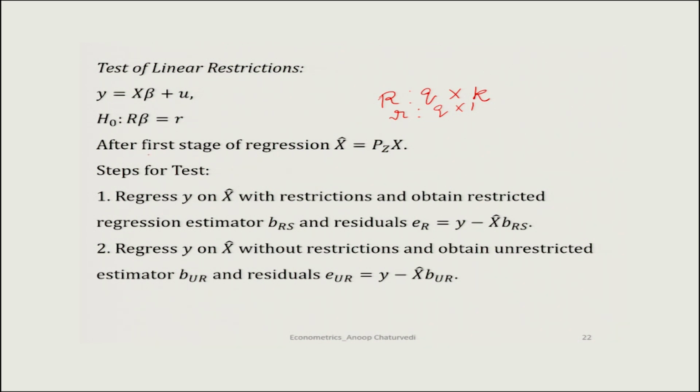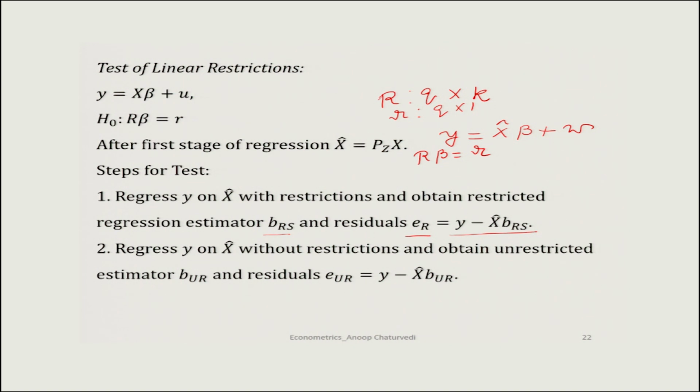Then after the first stage of regression, you get x hat equal to Pz x, and then these are the steps of the test. First, we regress y on x hat with restrictions. You take the restriction R beta equal to small r and run the restricted regression, and then we obtain the restricted regression estimator, say b RS, and then we calculate the residuals e R, which is equal to y minus x hat b RS.